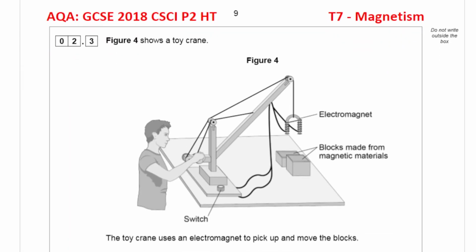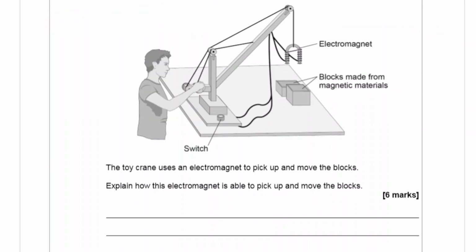Question 2.3, Figure 4 shows a toy crane. You've got an electromagnet at the end, which is hanging by a thread, blocks made from magnetic materials, and a switch. The toy crane uses an electromagnet to pick up and move the blocks. Explain how this electromagnet is able to pick up and move the blocks.